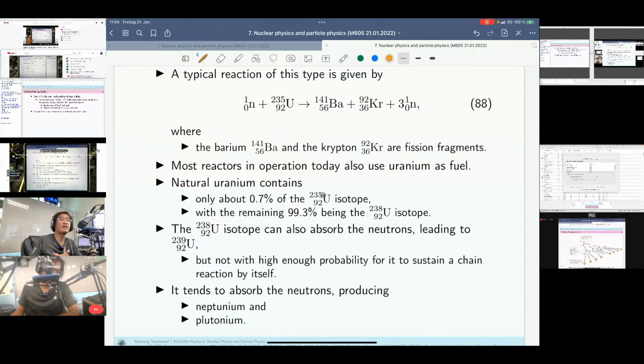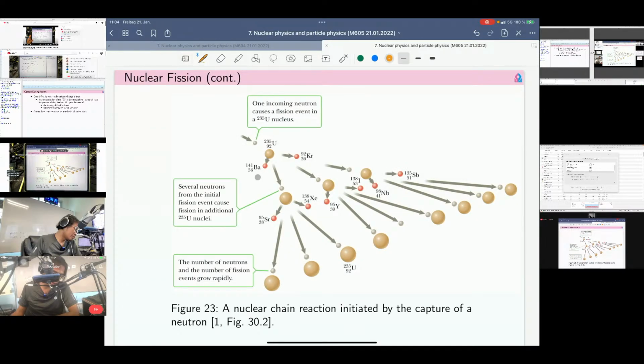Okay, that's the nuclear chain reaction. That's why we say it's an automatic process. It's a chain process because in each disintegration process there are some emerging neutrons. Okay, one incoming neutron causes a fission event in uranium-235. Uranium-235 is a major fuel for us.